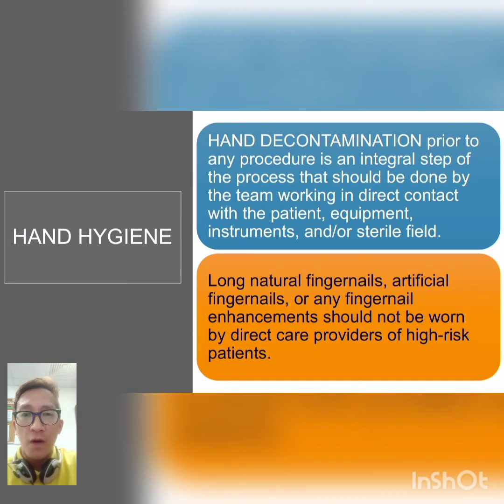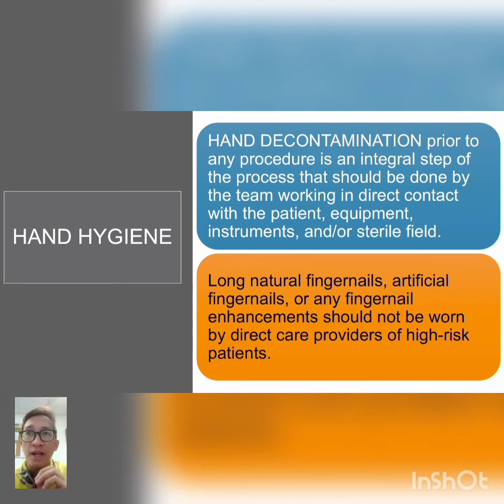Other components of our aseptic technique is we have your hand hygiene. Hand decontamination prior to any procedure is an integral step of the process that should be done by the team working in direct contact with the patient, equipment, instruments, and/or sterile field. Maximum reduction of skin microorganisms without damaging tissue is accomplished when healthcare providers decontaminate their hands using an antiseptic hand rub or antiseptic soap before operative procedures.